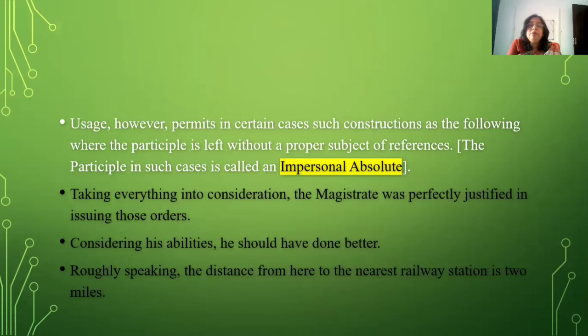Now usage, however, permits in certain cases such constructions as the following, where the participle is left out without a proper subject of reference. So the participle in such cases is called an impersonal absolute. Taking everything into consideration, the magistrate was perfectly justified in issuing those orders. Considering his abilities, he should have done better. Roughly speaking, the distance from here to the nearest railway station is 2 miles.